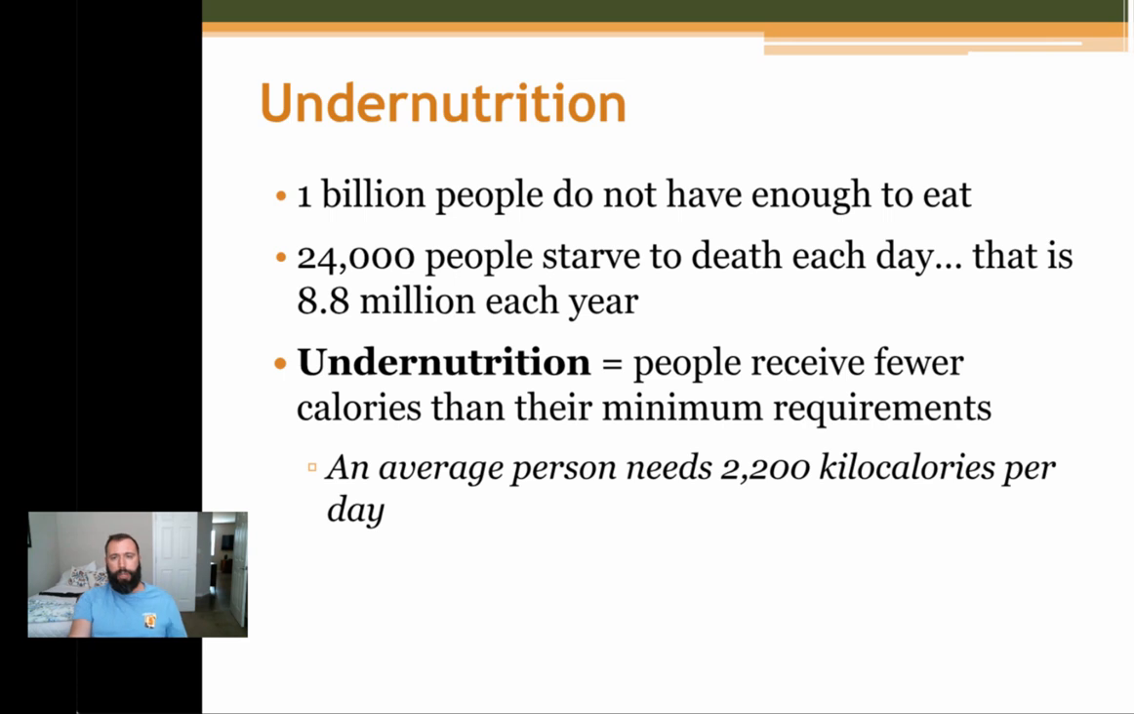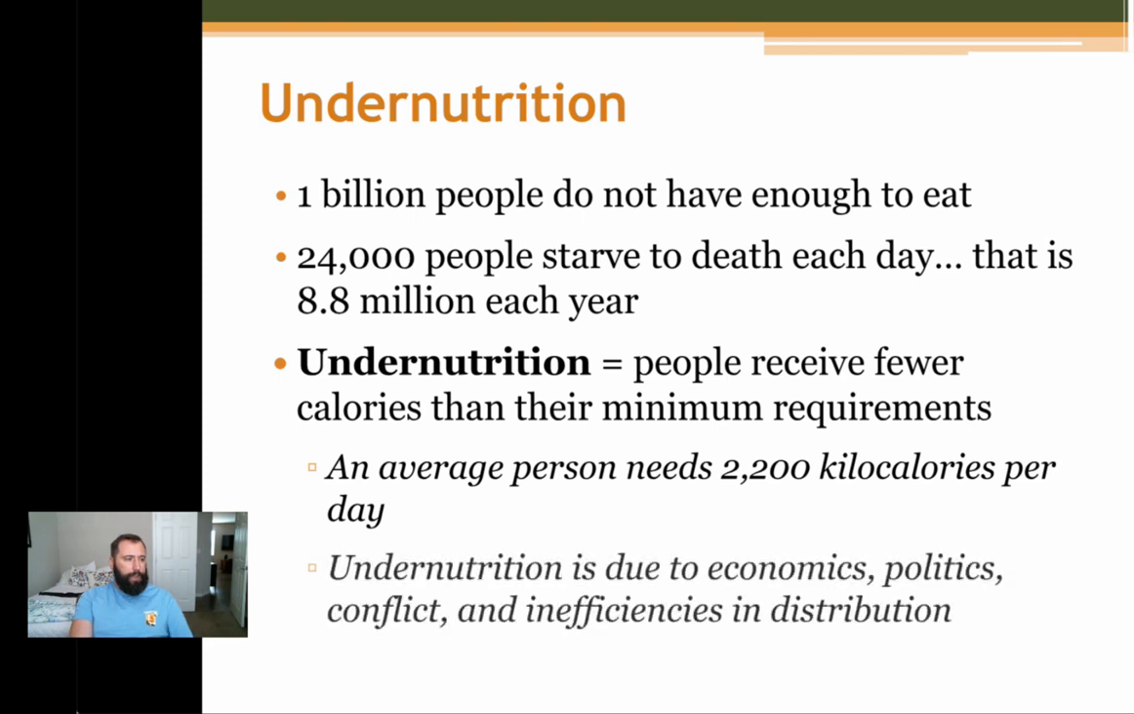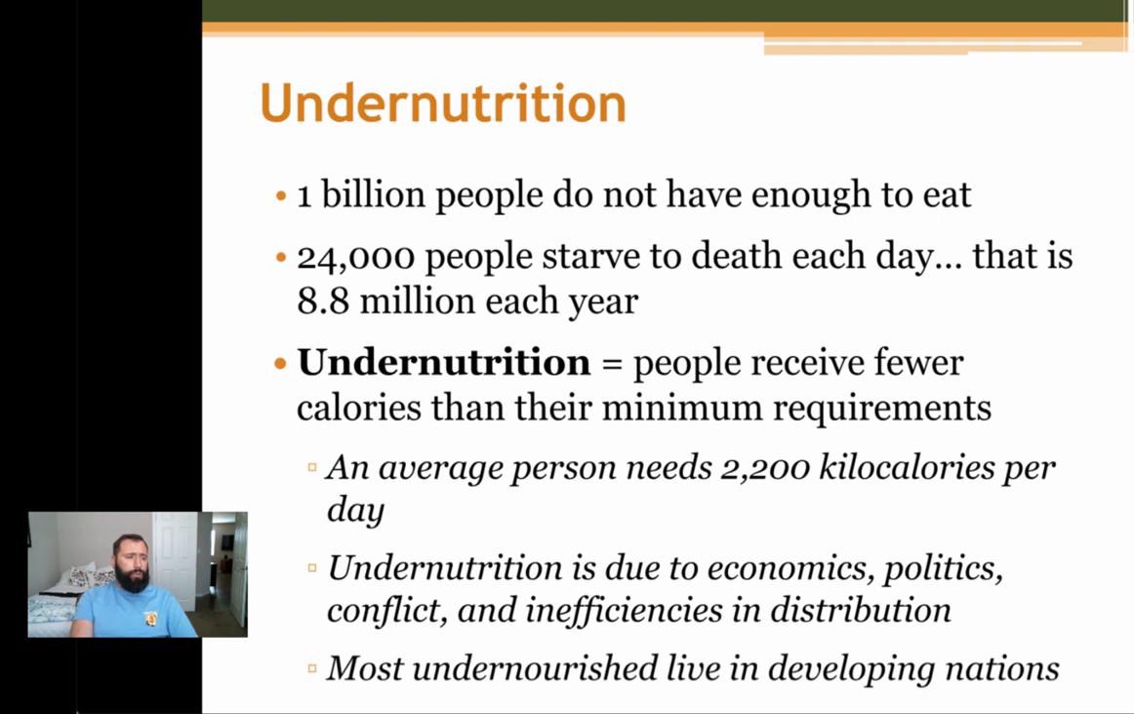The average person needs about 2,200 kilocalories per day. It depends on different factors like age, gender, and your physical activity. Women need generally less than men, about 1,600 to 2,400 calories per day, and men need 2,000 to 3,000, again depending on different factors. Undernutrition is a problem because of economics, politics, conflict, inefficiency in the food distribution itself. Most undernourished people live in developing nations.